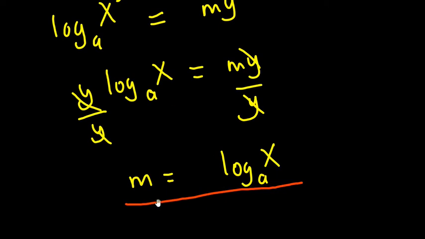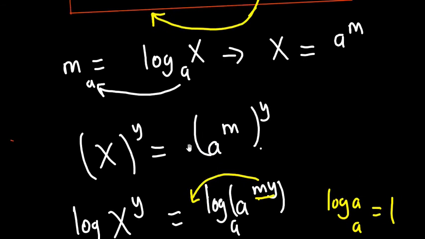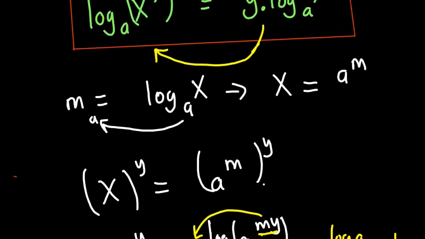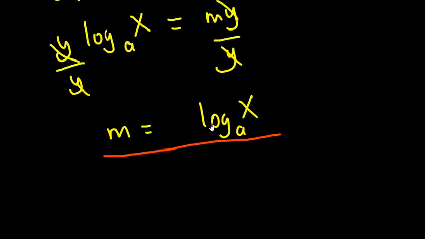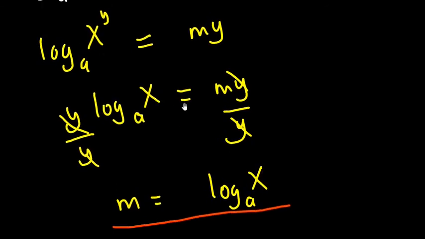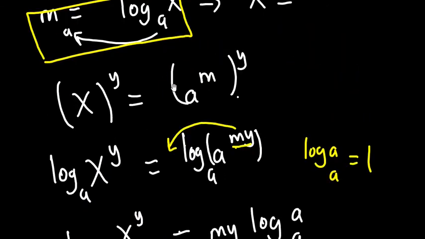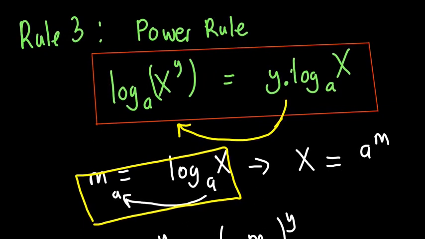So that's the proof, because as we had declared earlier, we said m is equal to log a x, and that's what we did here. m is equal to log x base a. That's the same thing. So it's sort of proving what we have already stated here for the power rule.